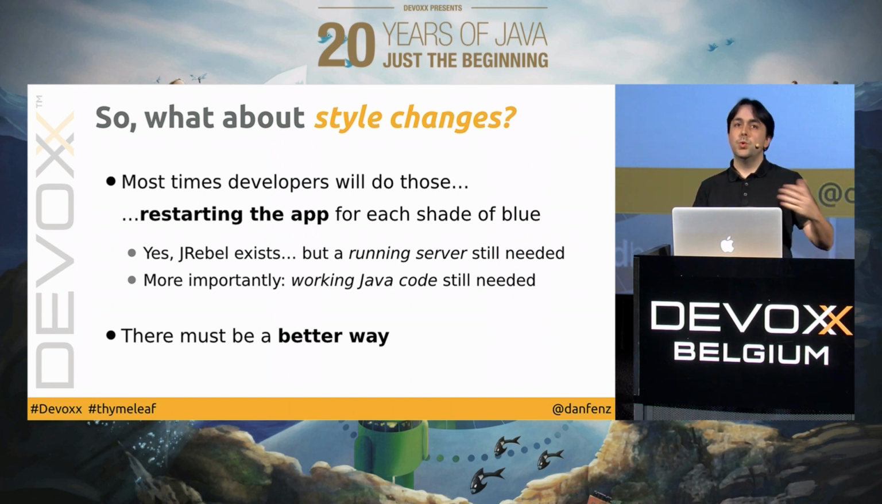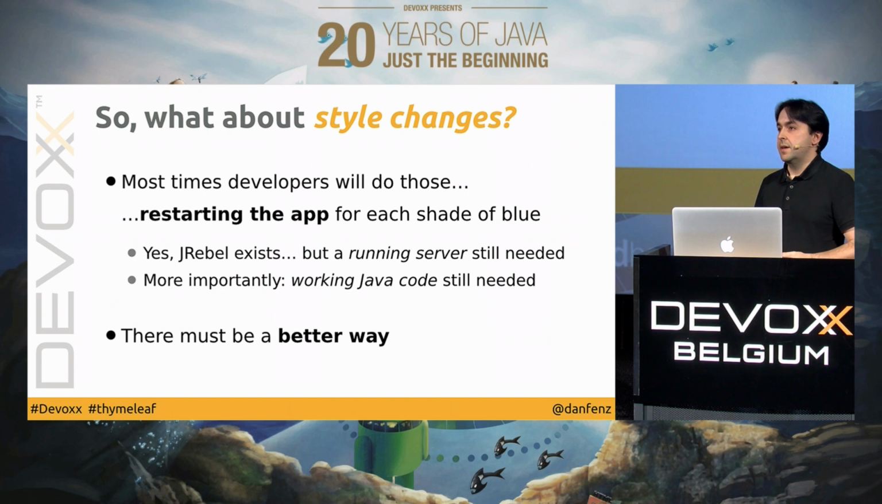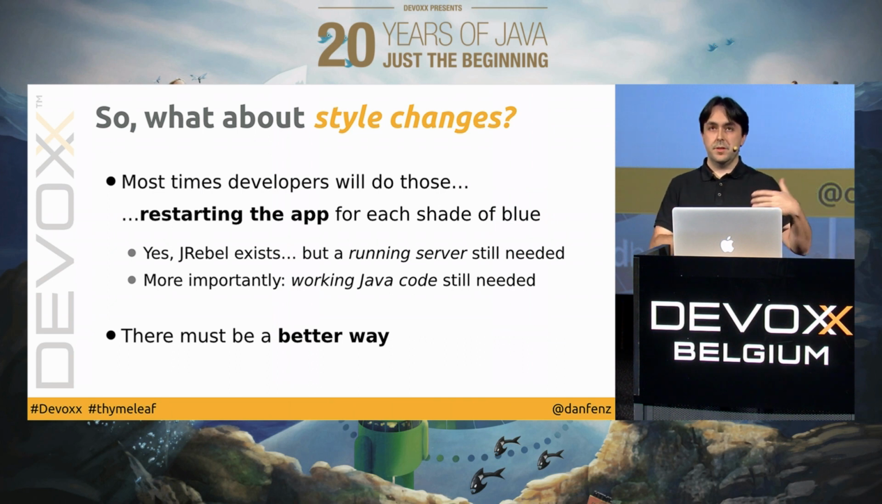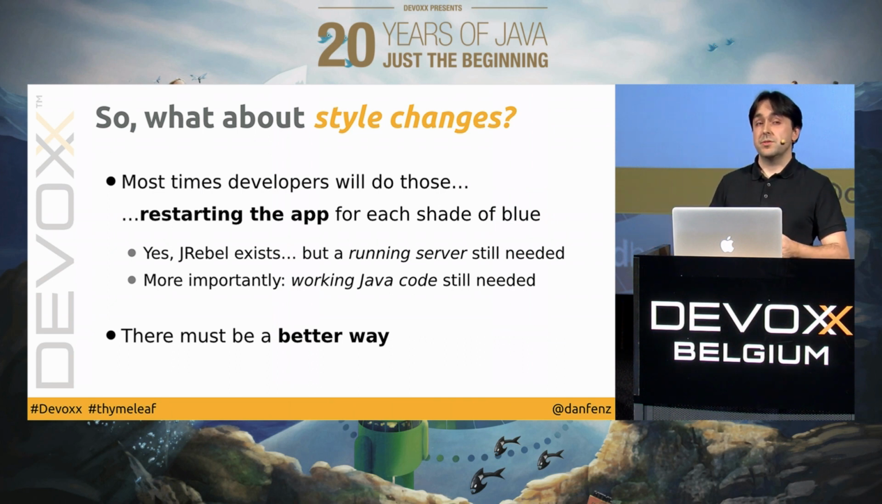The problem that happens is actually twofold. First, who is going to do those style changes, and second, how. Normally, in many cases, it's developers who will end up doing those style changes, most probably because designers will not want to know anything about JSP code. But that's not the big problem, actually. The problem is how developers are going to do those style changes. Many times we will end up restarting the application every time we want to change the shade of blue, or move a pixel around in any place in our application.